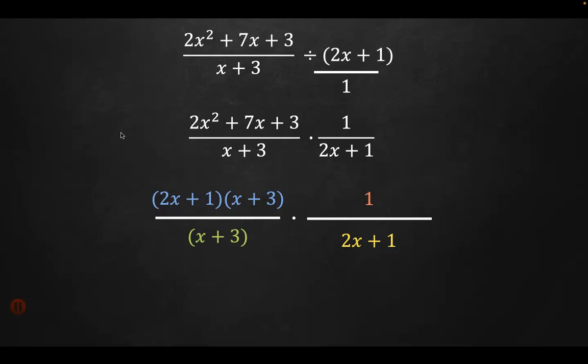Now let's see what we can cancel. I can cancel out the 2x plus 1's, and I can also cancel out the x plus 3's. Now you're going to notice I just have 1 in the numerator, 1 in the denominator, kind of, right, as your placeholder. So you're just going to have 1 over 1, which simplifies to 1.